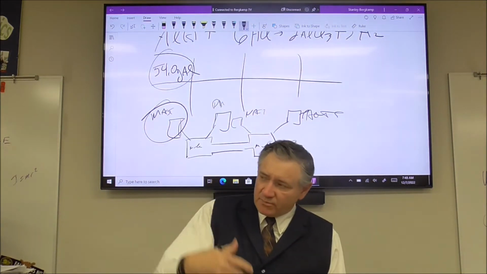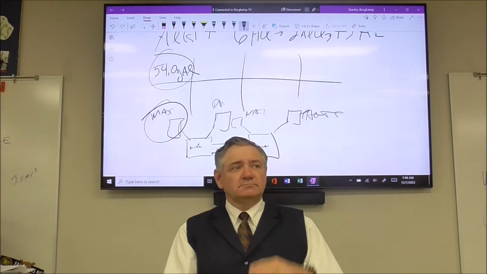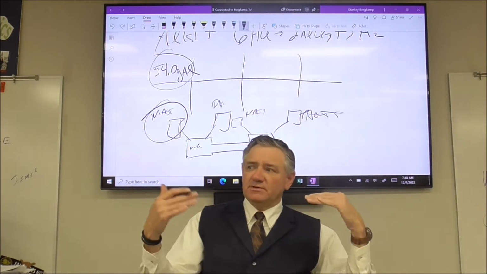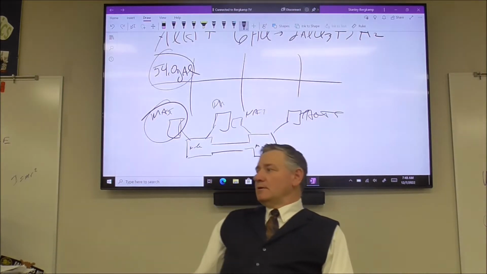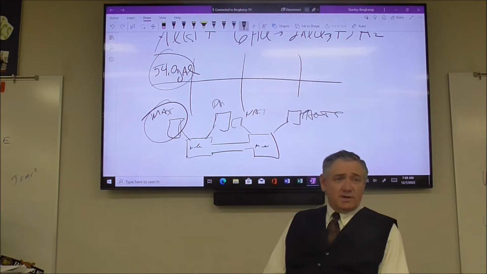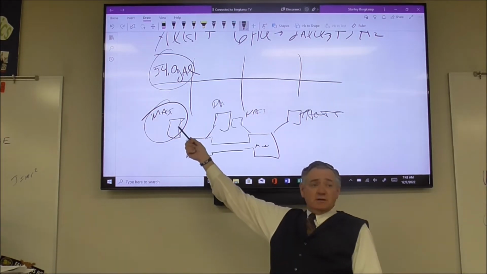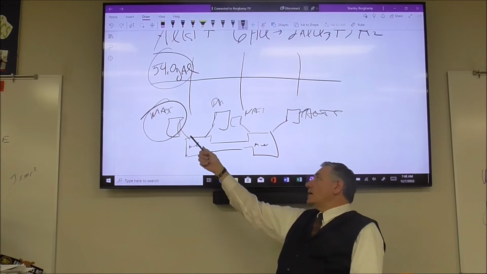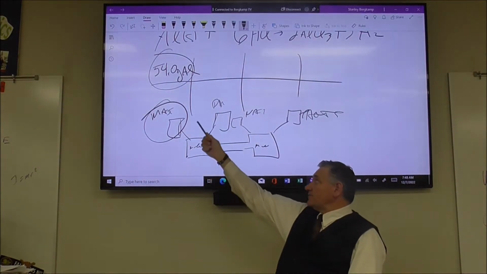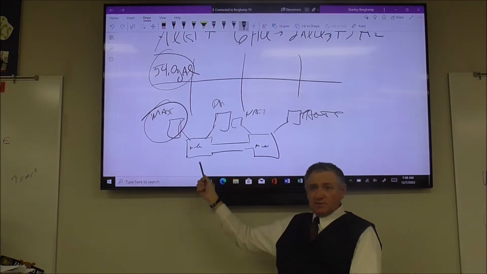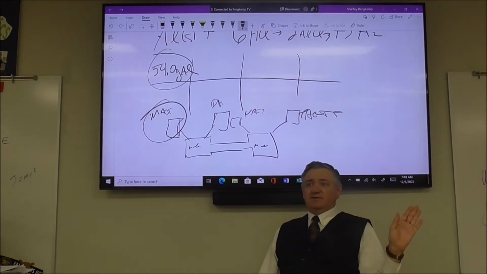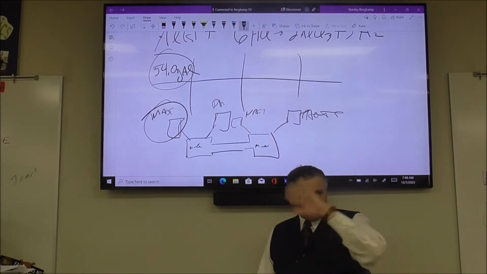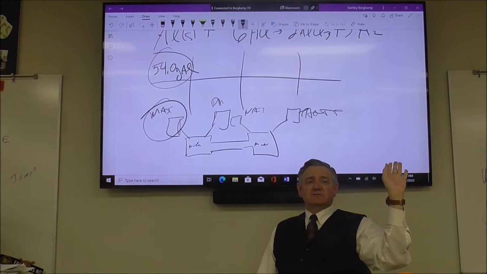So if you're a sequential person, think this through. And this is the beauty of this map. You're going, oh, I got 54 grams of aluminum. I'm starting up here. The first thing I've got to do is convert from grams of aluminum into moles of aluminum. That's the first thing I've got to do. If I can't do that step, I'm dead in the water. I can't do anything else.